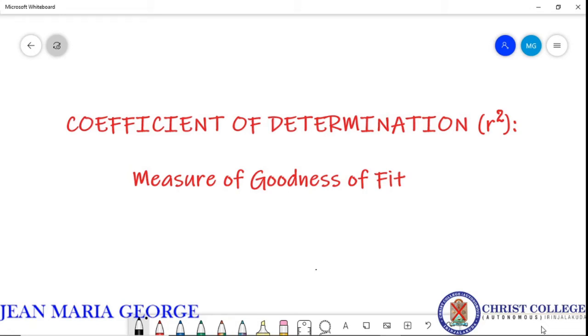This session deals with coefficient of determination, that is R square, and this coefficient of determination is the measure of goodness of fit of a regression line. So after the estimation of parameters and the determination of the least square regression line, now we need to know how good is the fit of the regression line to the sample observations x and y.